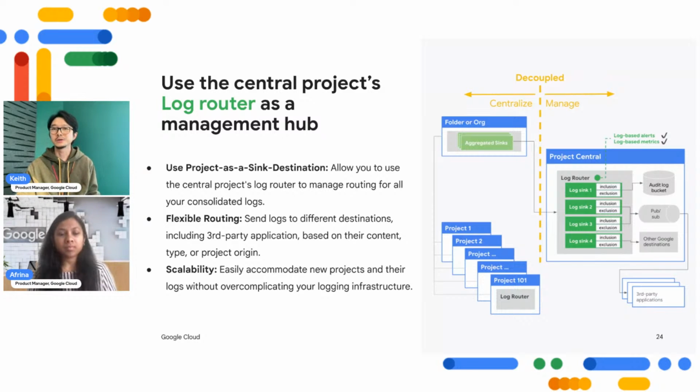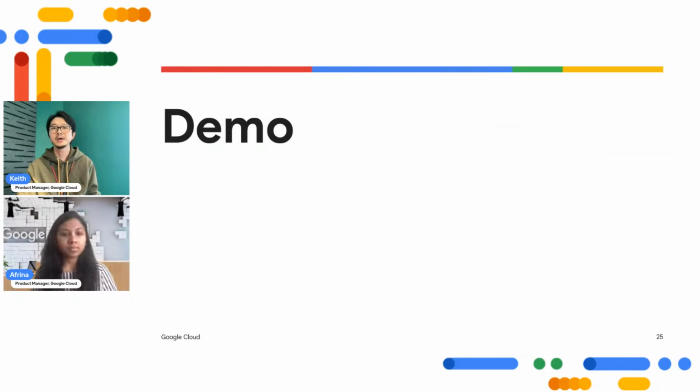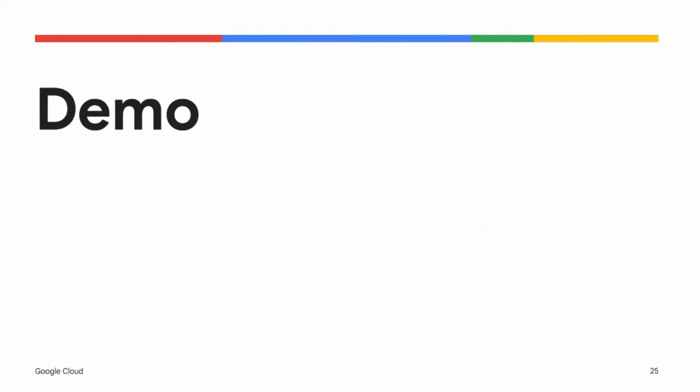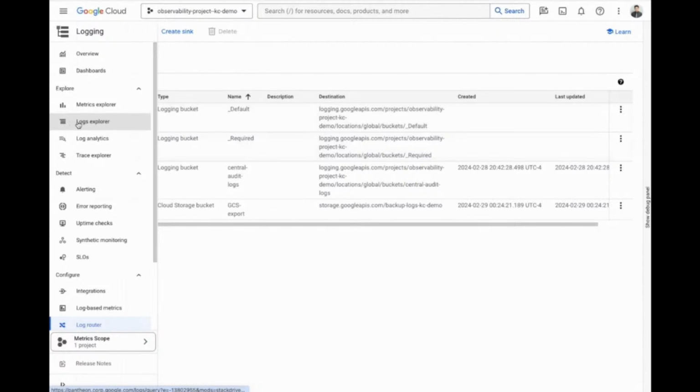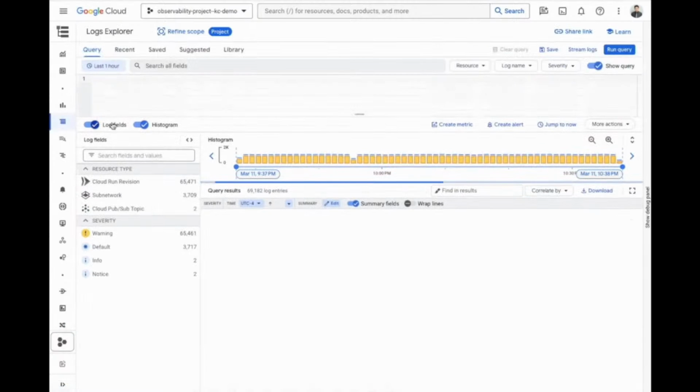So let's do a quick demo and show you how easily we can use the centralized project to route logs to a Pub/Sub topic. Okay, we're in the central observability project. I've got a few workloads running in the background, sending all my logs here from a number of source projects. So let's take a look at Log Explorer and see what logs I have in this project.